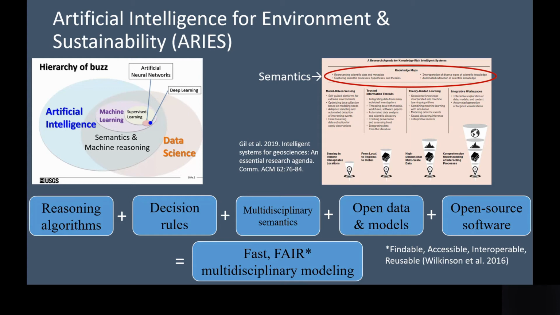So what ARIES does is it takes a series of what's called reasoning algorithms and decision rules that are designed to provide a computer with a way to make decisions about how to assemble data and models. We have open data and models that have semantics that work in a multidisciplinary manner with these reasoning algorithms and the open source software to support them. And what that all enables is ideally fast, fair, and multidisciplinary modeling. And fair in this case refers to findable, accessible, interoperable, and reusable data, which is pretty much the gold standard these days for modern data science, but for which the interoperability and reusability, especially in an automated way by computers, has so far eluded us.